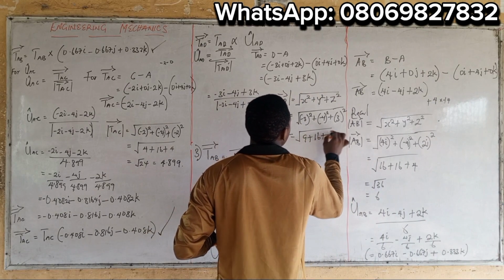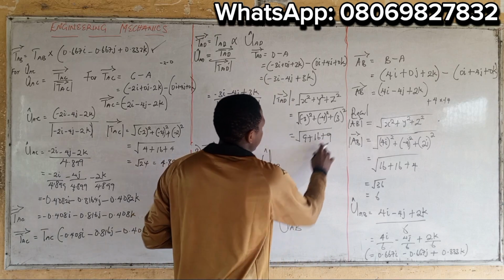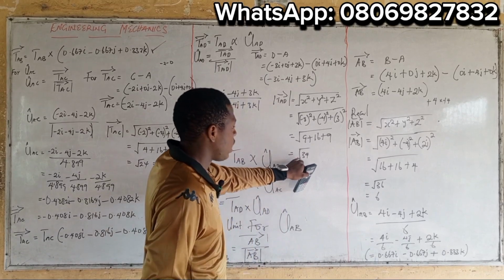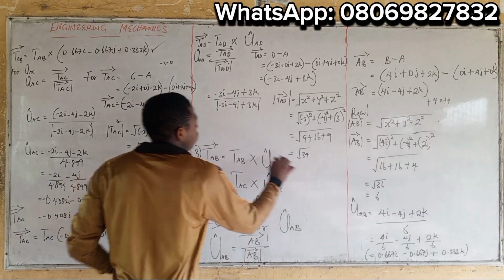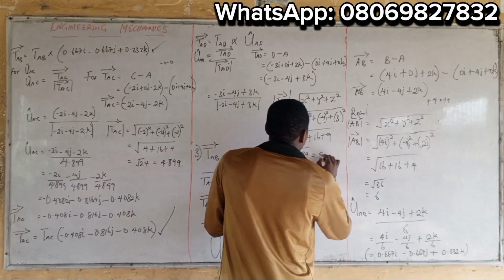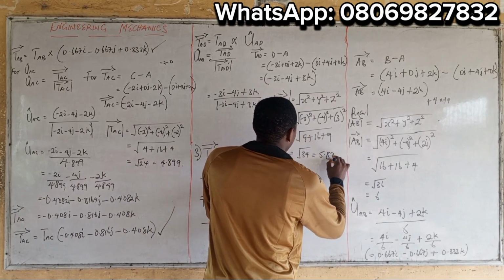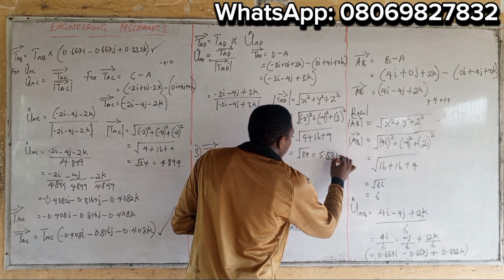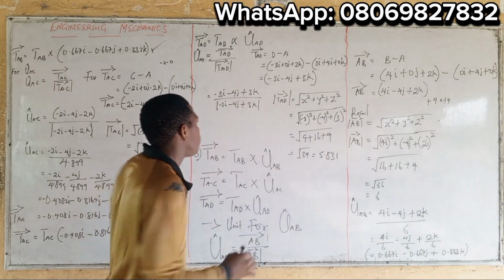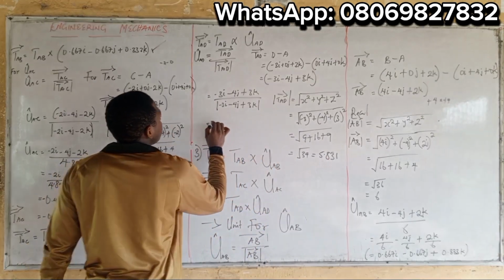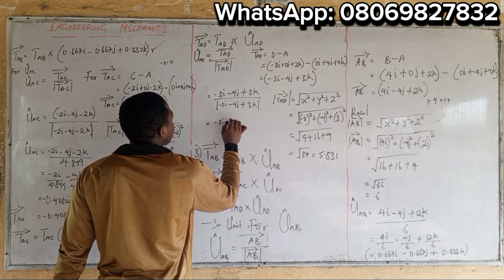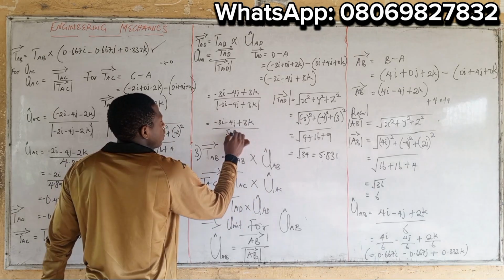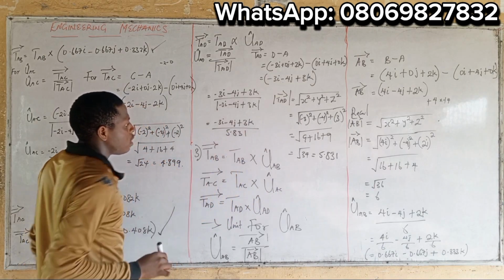If you simplify this further, you have 9 plus 16 plus 9. 9 plus 9 is 18, 18 plus 16 is 34. Now the next thing is, what is the square root of 34? The square root of 34 is 5.830. You approximate, because we see 9 after the 0, so you approximate it to 5.831. Now this is 3 d.p. Take this to what you have here: minus 3i minus 4j plus 3k divided by 5.831.